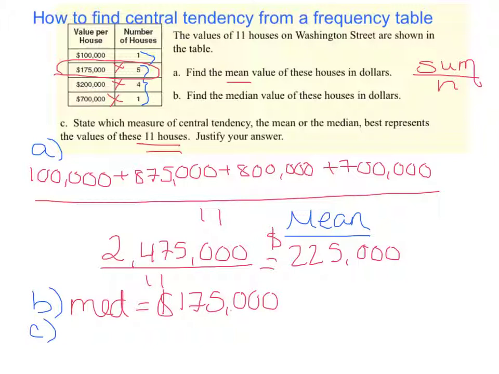I now consider my median. My median is $175,000. The majority of my houses cost less than $200,000. This makes $175,000 a better representation of the value of these 11 houses.